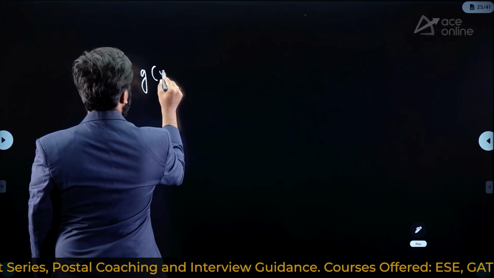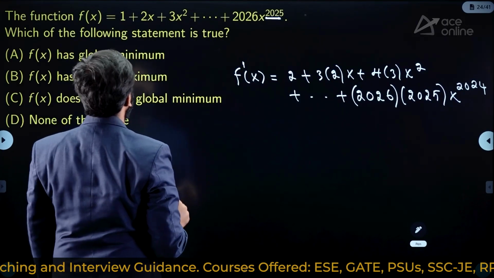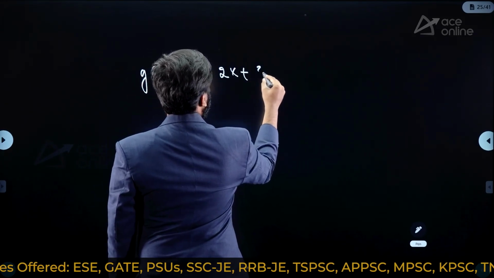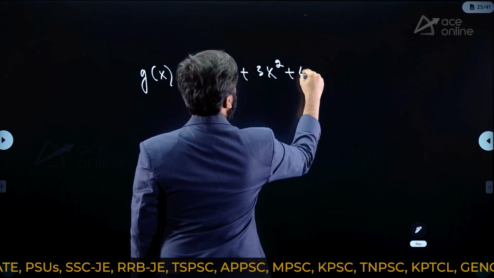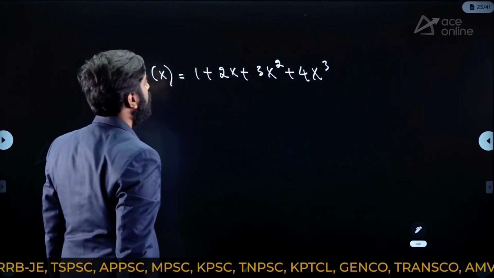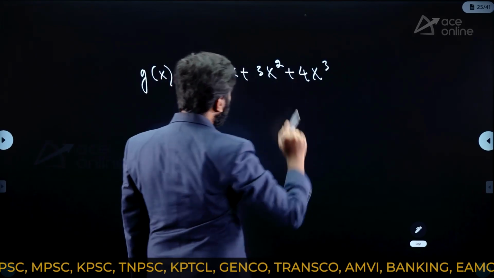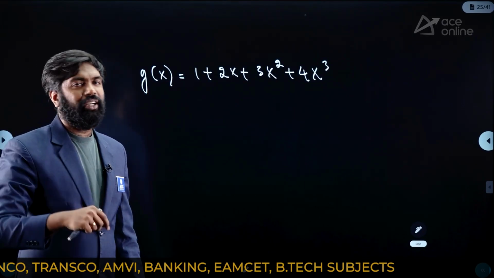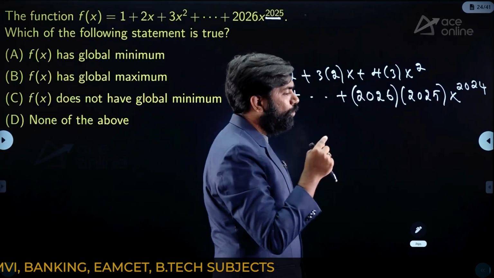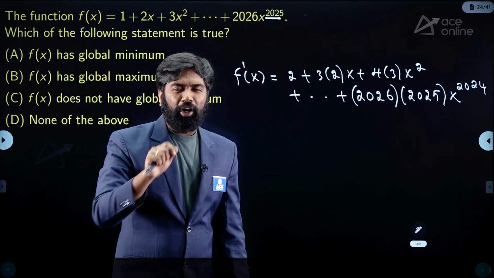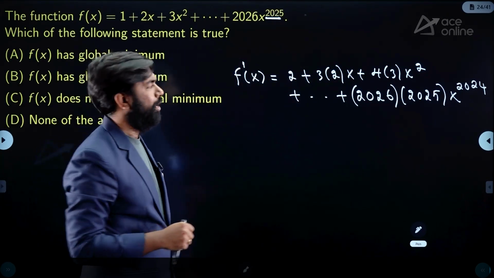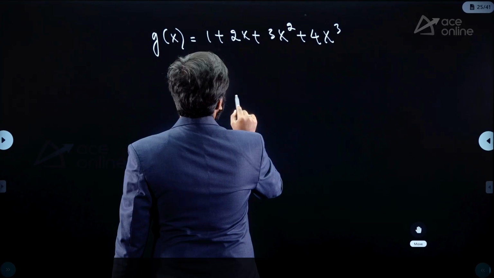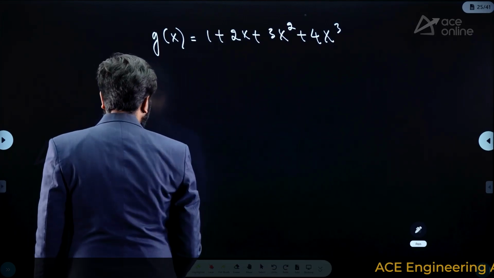Let's take a polynomial in this form with a similar coefficient pattern, something like 1 plus 2x plus 3x square plus 4x cube. The important thing is, is it a third degree polynomial? Yes, third degree polynomial, odd degree polynomial. That is very important. In the question also they gave 2025, which is an odd number. So it is an odd degree polynomial, the highest degree is an odd number there. Here also it's an odd number. That is very, very important. If you take any even degree polynomial, then everything will change and you'll get wrong answers.